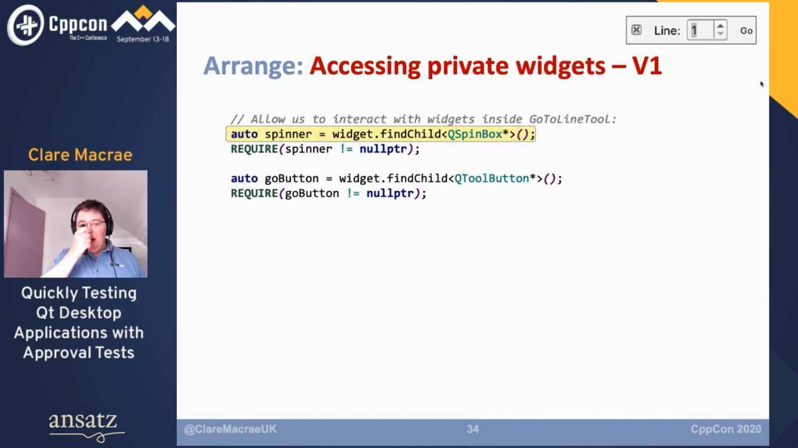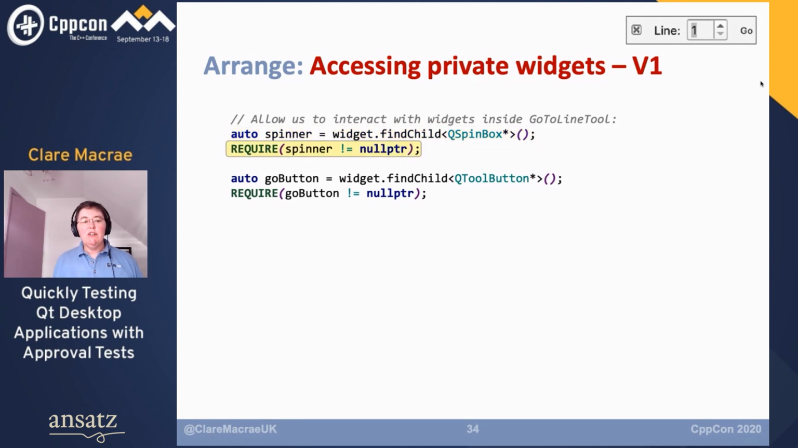And so in our tests, we want to do things to the spin box, and then we want to click on the go button. And those widgets are private in the source code. And in this first test, I'm going to not change the library that we're testing, and that means we need another way to get hold of these widgets to test. And Qt widgets have find child to say within this dialog or custom widget or whatever, find me the first object of this type. So we're saying get a spin box, find the first spin box in our go-to-line tool widget.